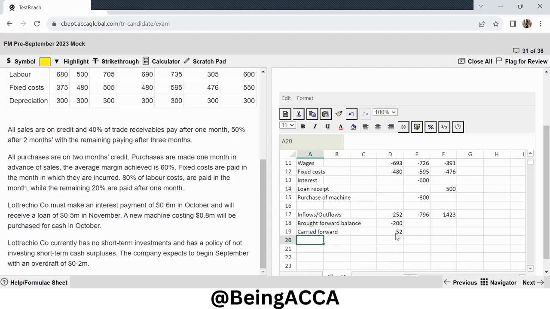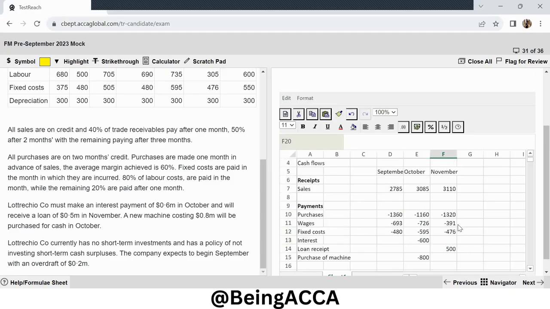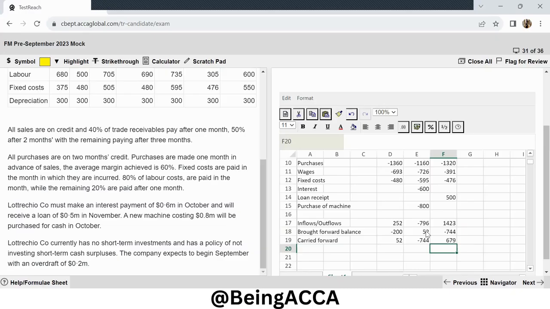I have a balance of 52, and in the month I will be having minus. So this 52 that I have carried forward will be brought forward to this month. So this will be the sum of these two figures. So this will be my carried forward balance. Now again, I will link this cell over here. This will be my carry forward. And at the end of the month, I will have the sum of these two figures. And this means my closing balance at the end of November would be 679.